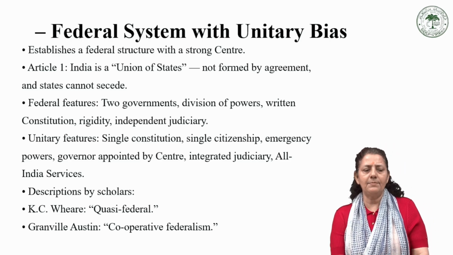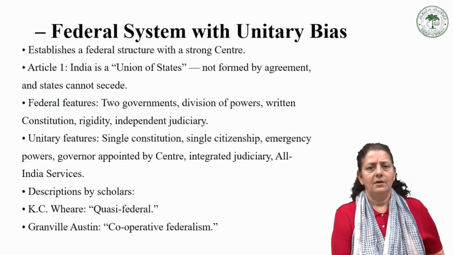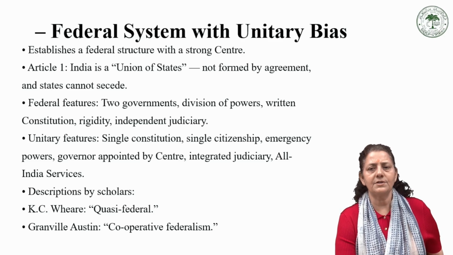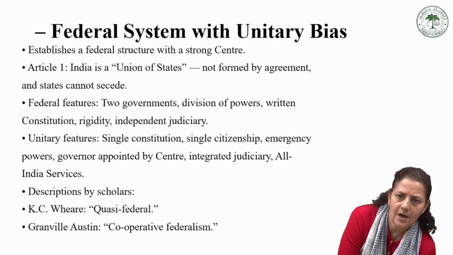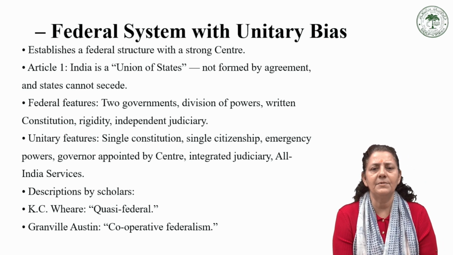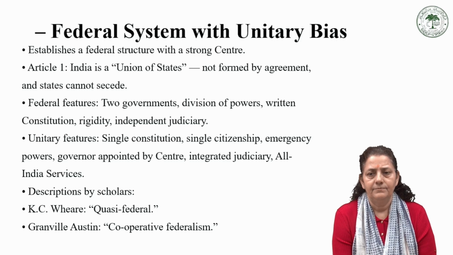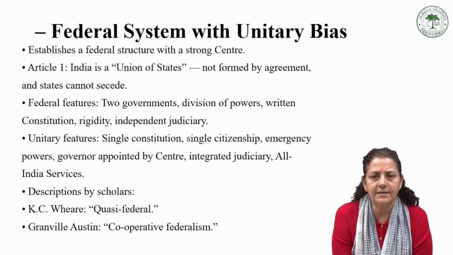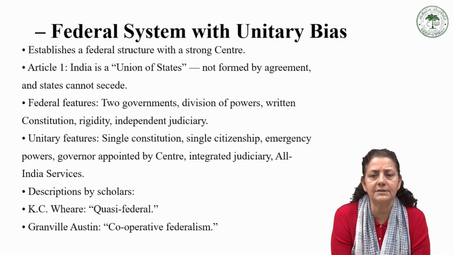The constitution establishes a federal system, but one with a distinct unitary tilt. It includes dual governments, center and state, divisions of power, supremacy of the constitution, and an independent judiciary. However, the center holds greater authority in legislative, financial, and emergency matters. Article 1 declares India, that is Bharat, is a union of states, emphasizing that the federation is not formed by agreement amongst the states and no state has the right to secede.